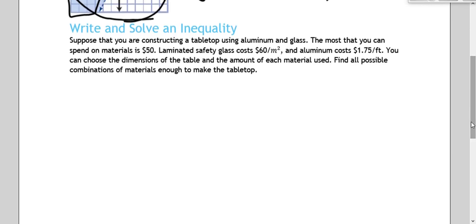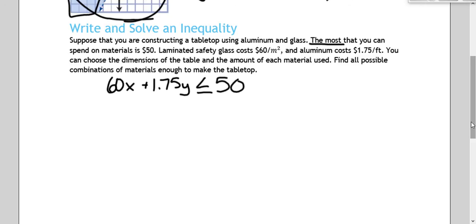And lastly, we have a word problem here. Suppose that you're constructing a tabletop using aluminum and glass. The most that you can spend on materials is $50. So I can spend $50 and I can spend under $50. I can spend up to $50, including $50. Laminated safety glass costs $60 per meter squared, and aluminum costs $1.75. Okay, so 60x plus 1.75y. You can choose the dimensions of the table and the amount of each material used, find all possible combinations.